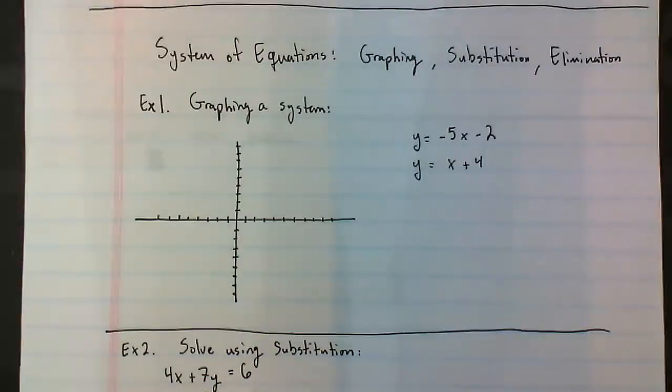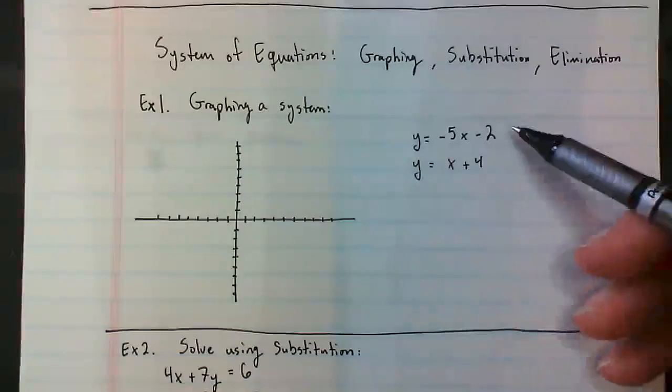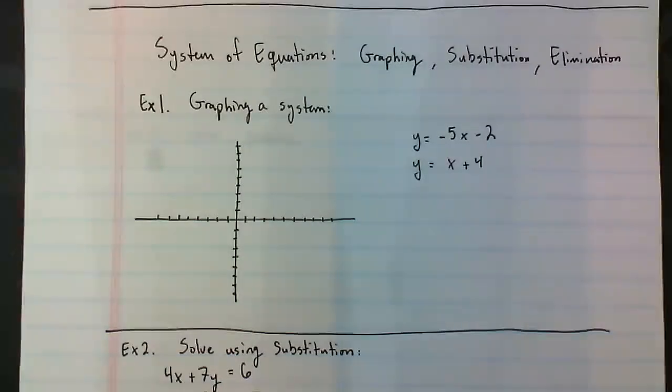Now remember, when you're working with a system of equations, the solution you're looking for is where the two equations meet or cross on either a graph or an equation, and you're looking for the coordinate point where they meet, thus the solution, the x and the y that makes each statement true.